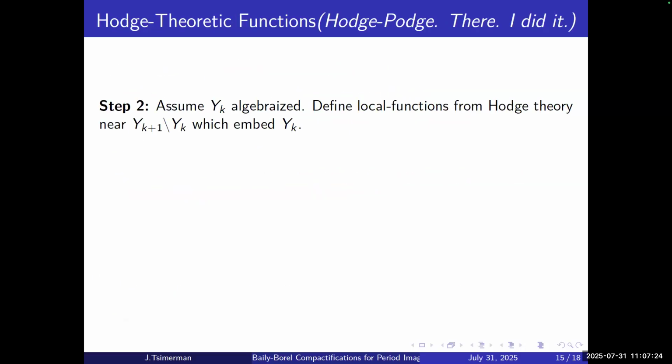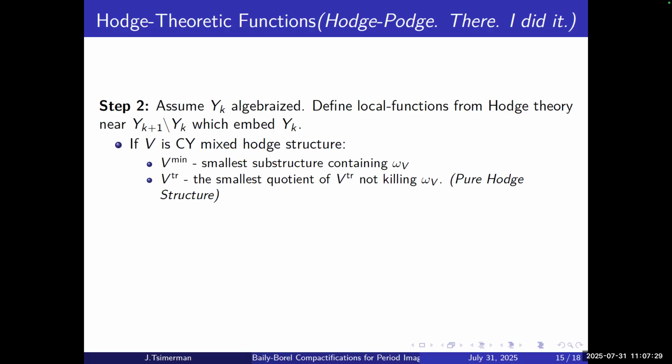Okay, these functions. So let me talk about the Hodge theoretic functions. This is going to be a bit more Hodge theory. If you have a mixed Hodge structure V, that's Cy, then I'm going to define these two other structures. So V min is the smallest substructure which contains your deepest piece, your Hodge bundle. And then V_TR, for transcendental, meant to evoke the transcendental K3 lattice, is the smallest quotient of V min which still contains the Hodge bundle. So the quotient doesn't kill your Hodge bundle. And this would be a pure Hodge structure.